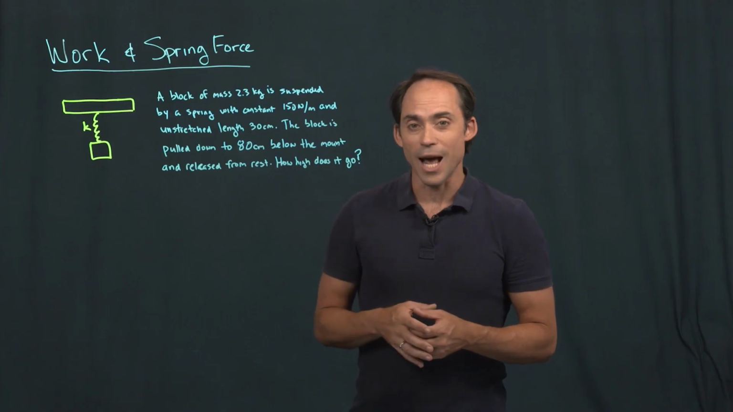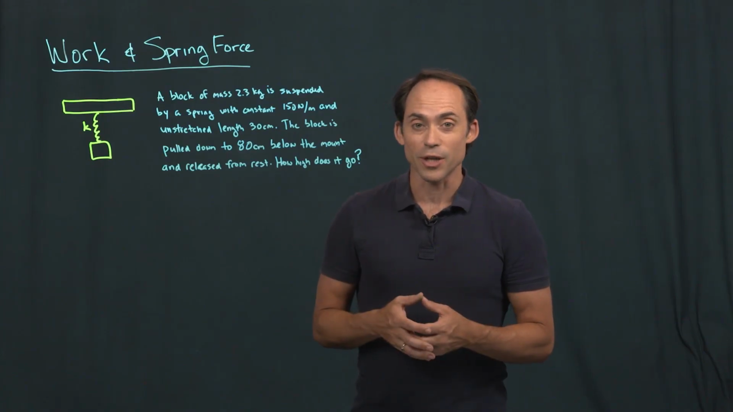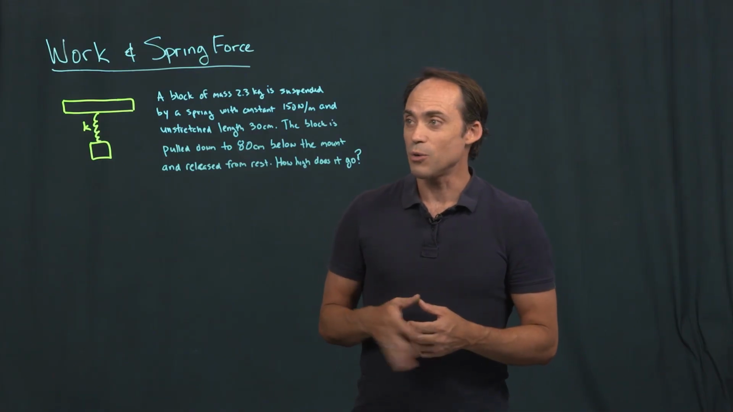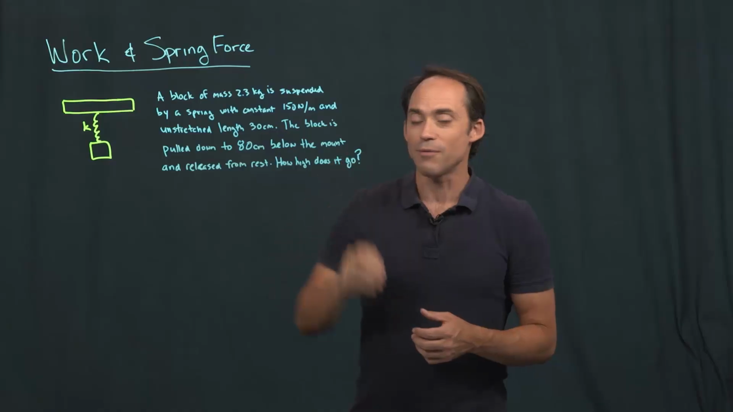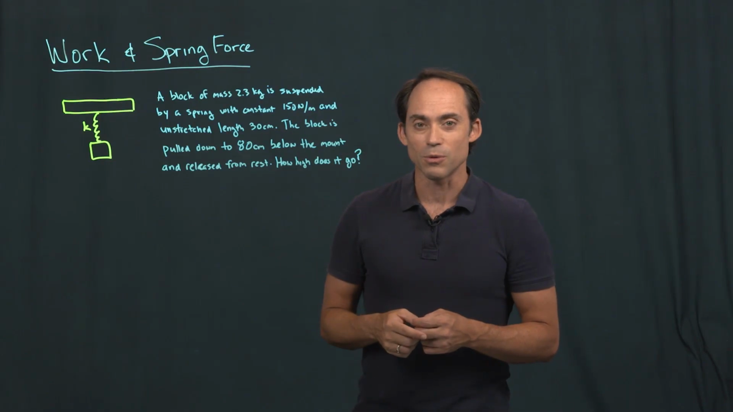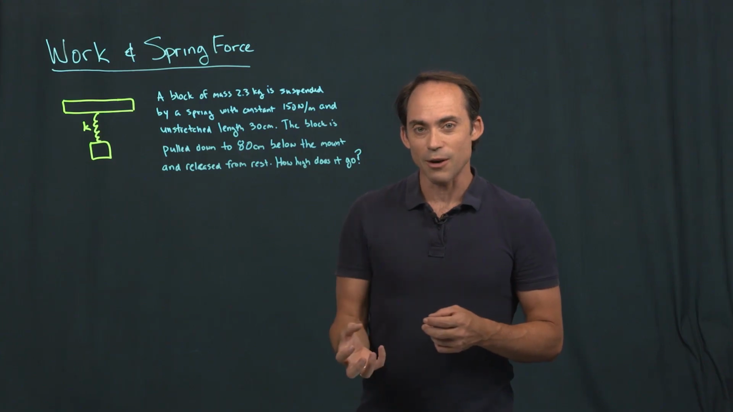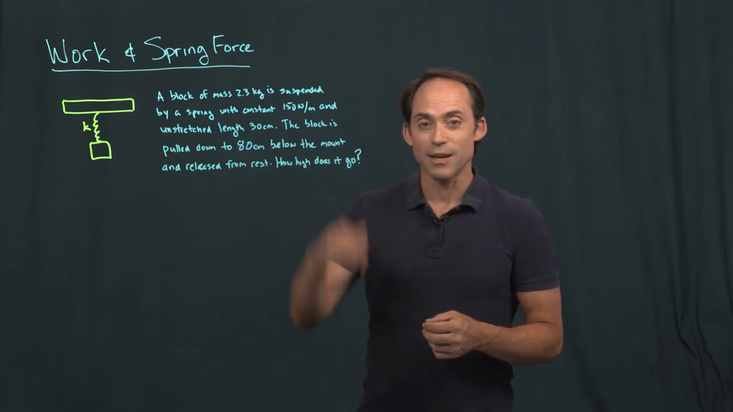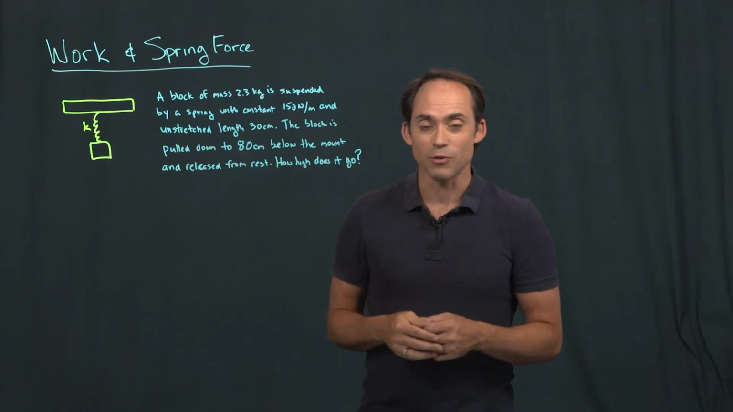But now let's take a look at what happens when we apply an energy approach to look at where the object moves to at different stages. We have the same problem. The mass is 2.3 kilograms. We have a spring of constant 150 newtons per meter. And we're going to stretch the spring down below its equilibrium length, down to 80 centimeters below the top. And then we're going to release it from rest and see how high it goes as it's moving up.